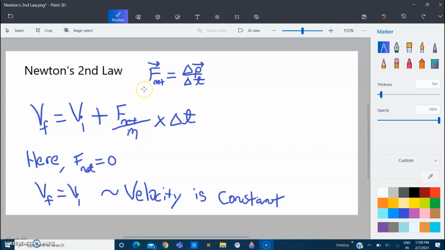This is Newton's second law. It states that the rate of change in the momentum of an object is equal to the net force applied to the object. That can be summarized in this formula. By doing a little algebra, we can arrange the variables in this manner.